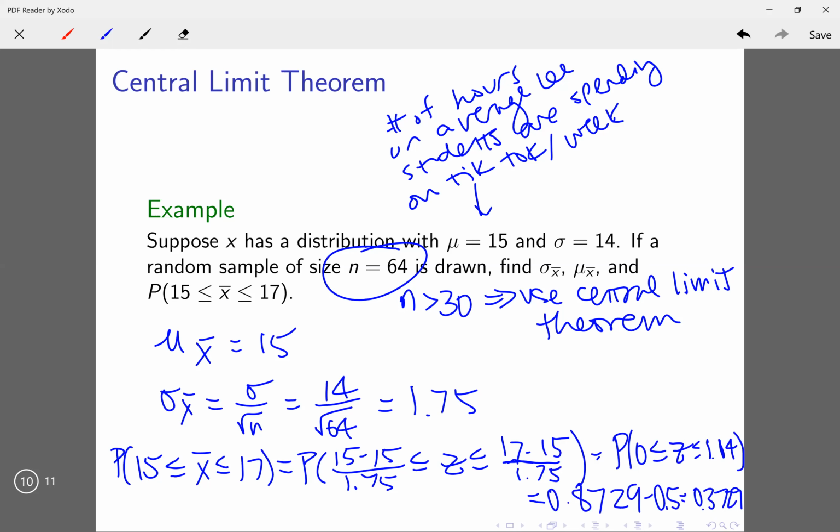All right, so now you can see how even if we don't know anything about our underlying population, like I don't know what, if I plotted a histogram of the number of hours you all have spent on TikTok over spring break in a single week, I don't know what that would look like. It would probably be skewed right, but I don't know. It might be bimodal skewed right. But I do know that if that's my mean of 15 hours and that's my standard deviation of 14 hours, this will be the probability that for a sample of size 64, the sample mean will be between 15 hours and 17 hours.